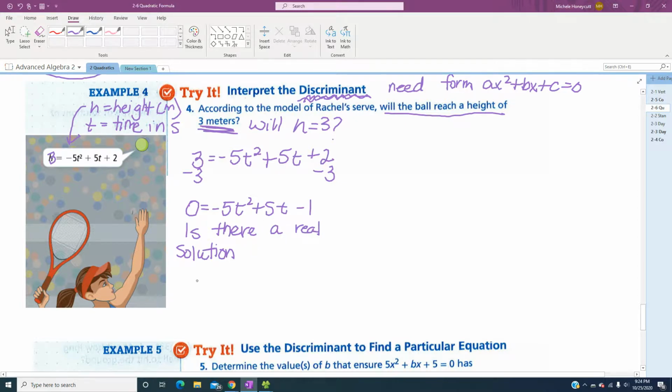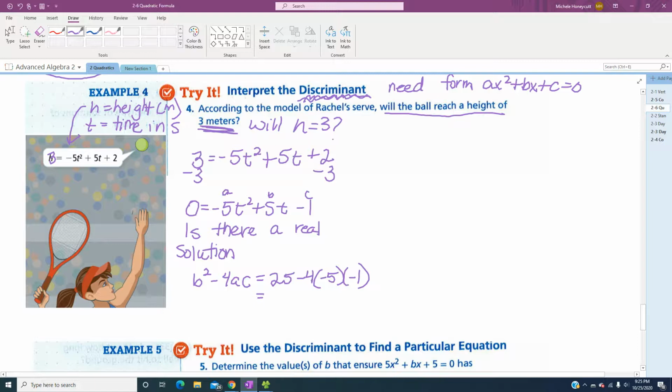So let's find the discriminant, b squared minus 4ac. So a is negative 5, b is 5, c is negative 1. And if we hadn't rewritten it in this form, then my a, b, and c would be off. They would be incorrect. So b squared minus 4ac. b squared is 5 squared, which is 25, minus 4 times negative 5, times c, which is negative 1.